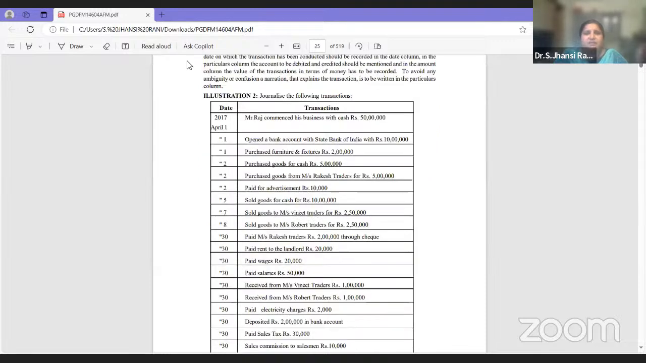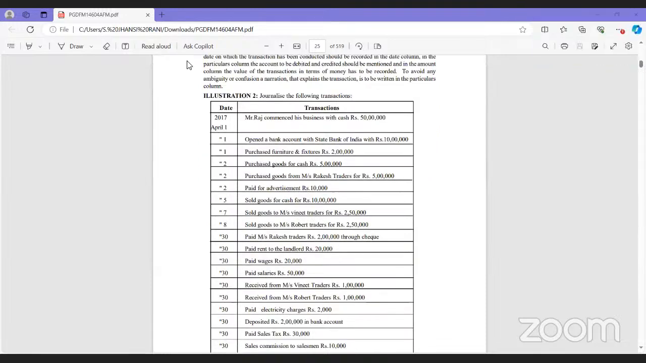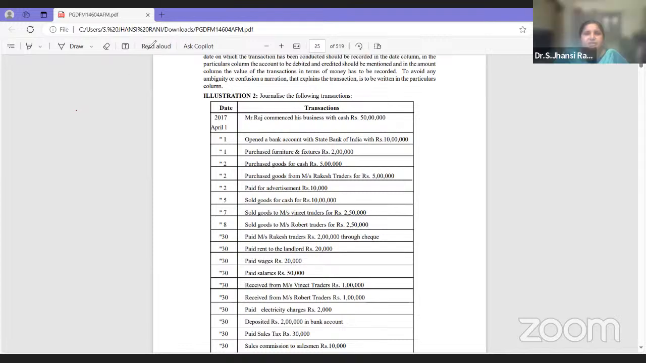Purchased furniture and fixtures. Whenever we are purchasing furniture, furniture is which account? Furniture is a real account which we can touch and see. Whenever we are purchasing furniture, furniture is coming into the business. Debit what comes in. As per real account rule, debit what comes in.